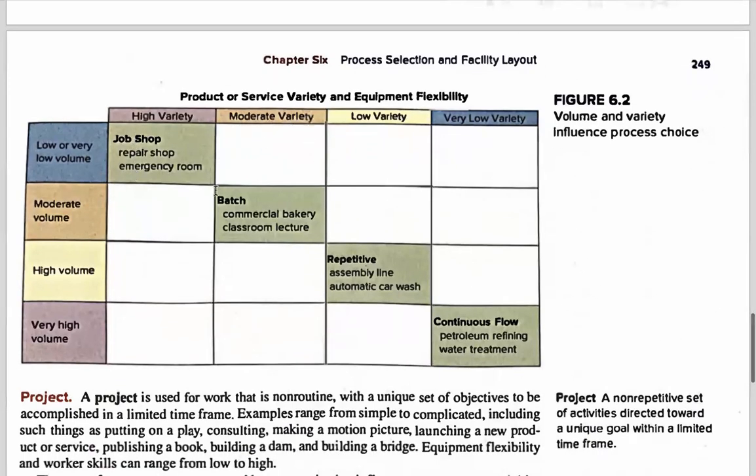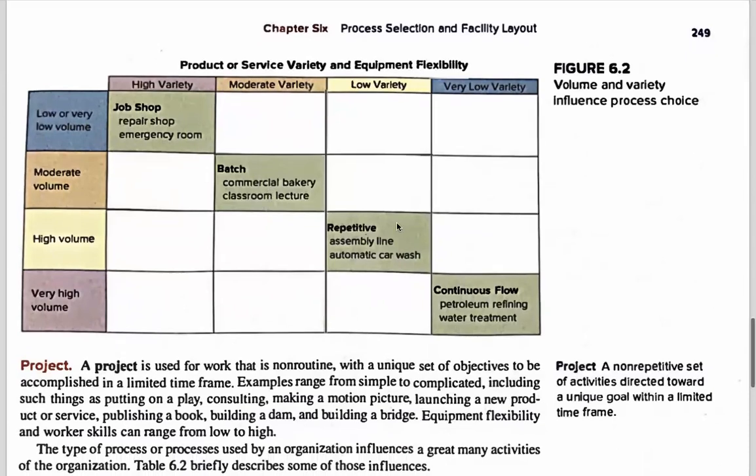So volume is very low, but variety is very high, and this is called a job shop. Then when we go to moderate variety or batch production, we know that in batch production, for instance, let's say in a bakery or any type of place, it could be a classroom or a pharmaceutical company, volume is relatively high compared to job shop. And variety is also possible. For instance, in a bakery, they make tens of items.